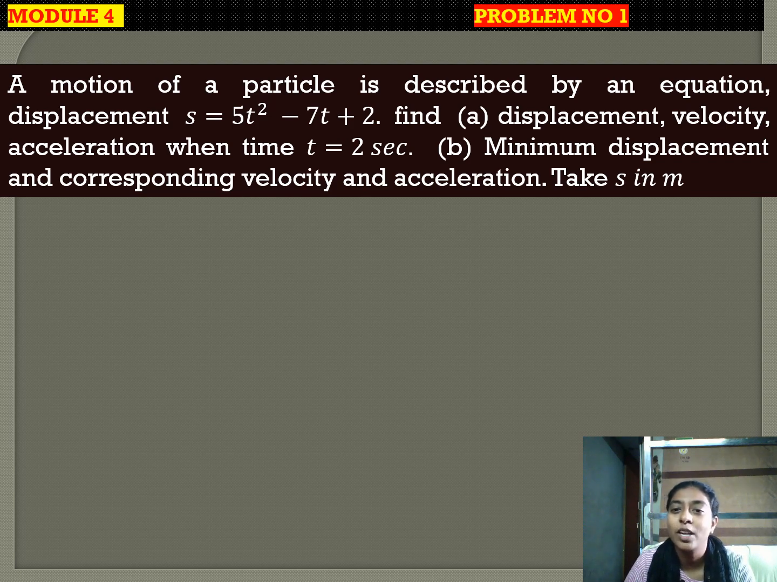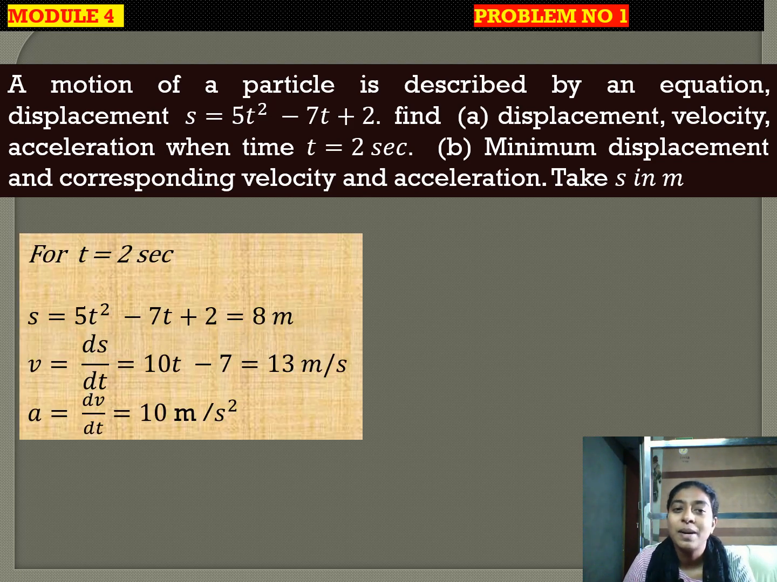We want to find velocity, displacement and acceleration at time equal to 2 seconds. Then, minimum displacement and corresponding velocity and acceleration. At minimum displacement, what is the corresponding velocity and acceleration? That means, what is the minimum displacement, when does the minimum displacement take place, and at that time, what is the corresponding velocity and acceleration?